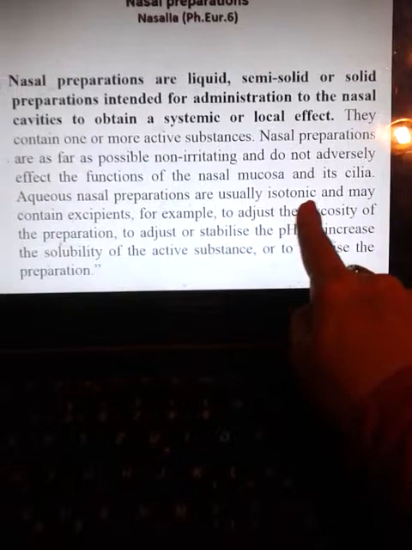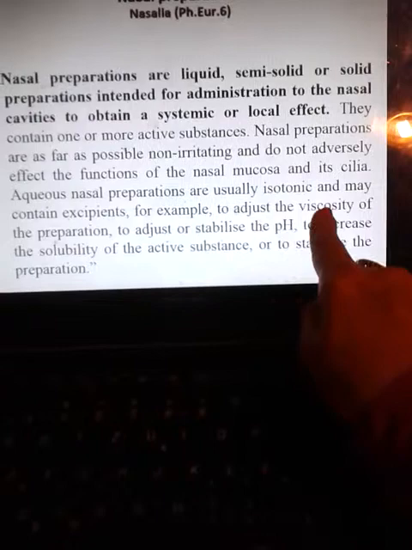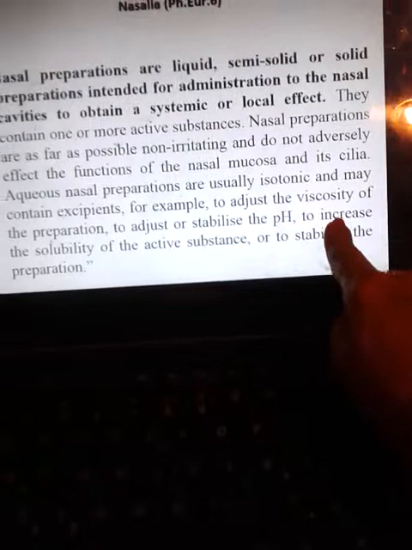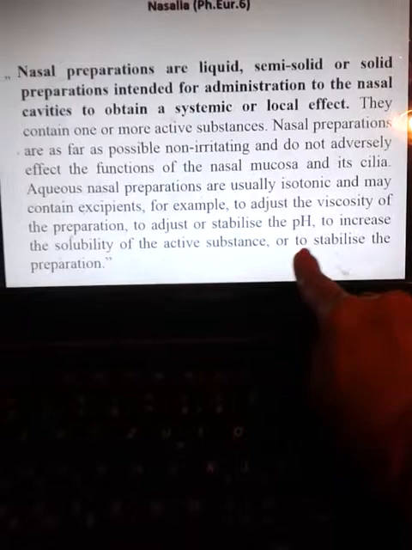For example, to adjust the viscosity of the preparation, we can use excipients, or to adjust and stabilize the pH. To increase the solubility of the active substance, we can use excipients, or to stabilize the preparation.